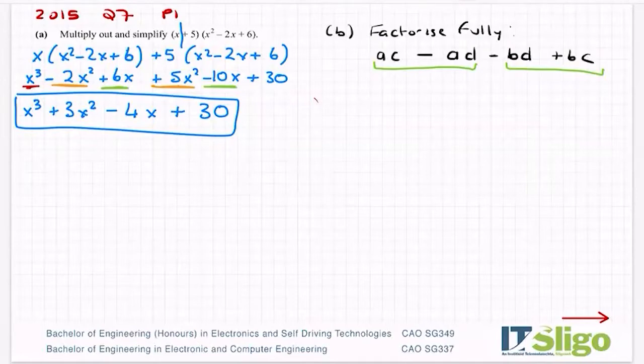So what's common between AC and AD? Okay. Well, the factors of AC are A by C, the factors of AD are A by D, so the A is common. And how do I get AC? Well, I multiply A by C. There I have a minus. How do I get AD? Well, I would multiply A by D.